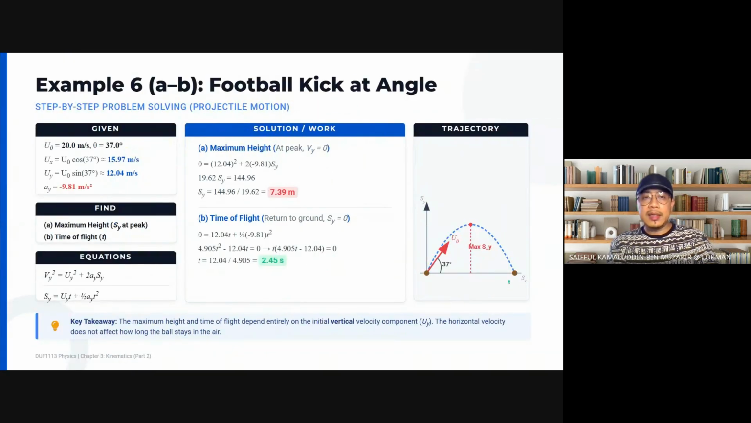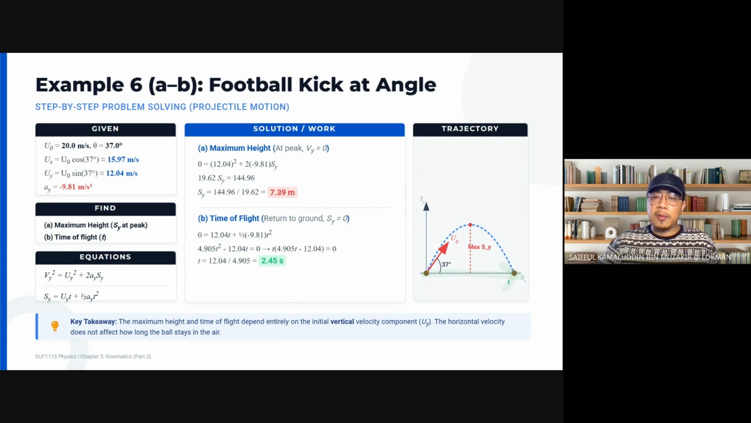Example 6A and 6B, football kick at angle. We have a football kick again. As usual, the football is being kicked. So this is our U, with an angle of 37 degrees. This is our SY, this is our SX.